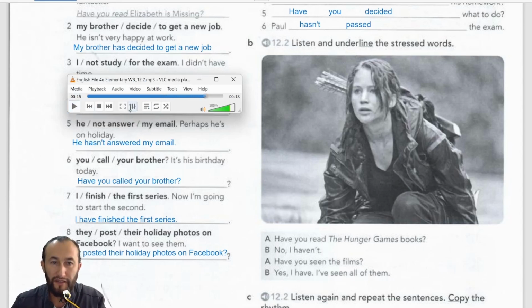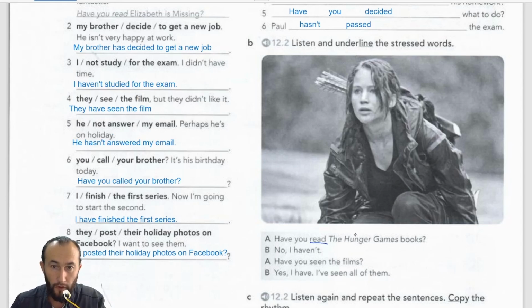So here, stressed words in a sentence. In a sentence, we stress nouns, verbs, adjectives, adverbs, or negative auxiliaries. But if it's positive auxiliaries or pronouns, we don't stress them, guys. So here we're going to underline read. Have you read the Hunger Games books? They are stressed. No, I haven't. Here the negative auxiliary we stress.